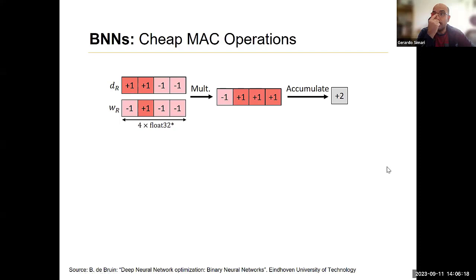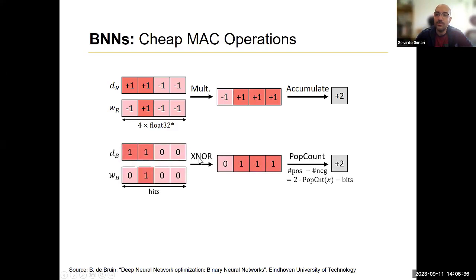So then the cheap MAC, multiplication accumulation operations, are essentially instead of doing it with 4 times 32 bits and paying the costs that we were seeing, you could just do simply with bits, XNOR and then pop count. This is just a trick, 2 times pop count minus bits, to do it quicker, because times 2 is just a shift in the registers, and that's very fast as well. And you can do the difference very fast, and you get the same result. So this is essentially what's going on under the hood.